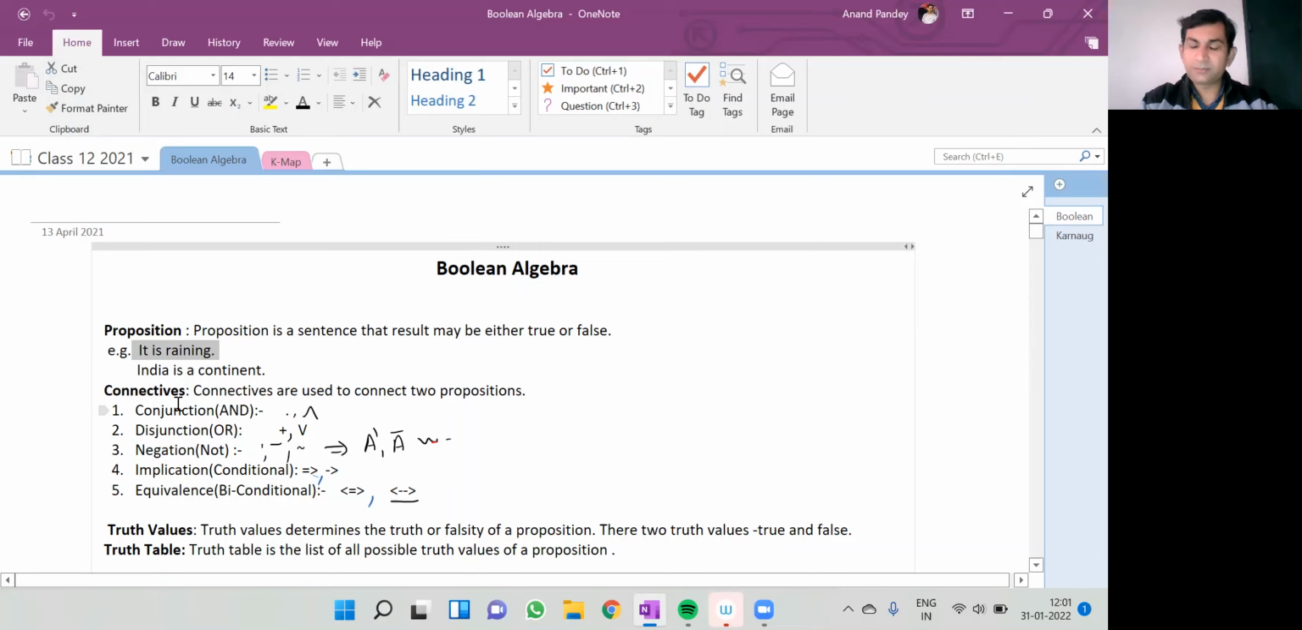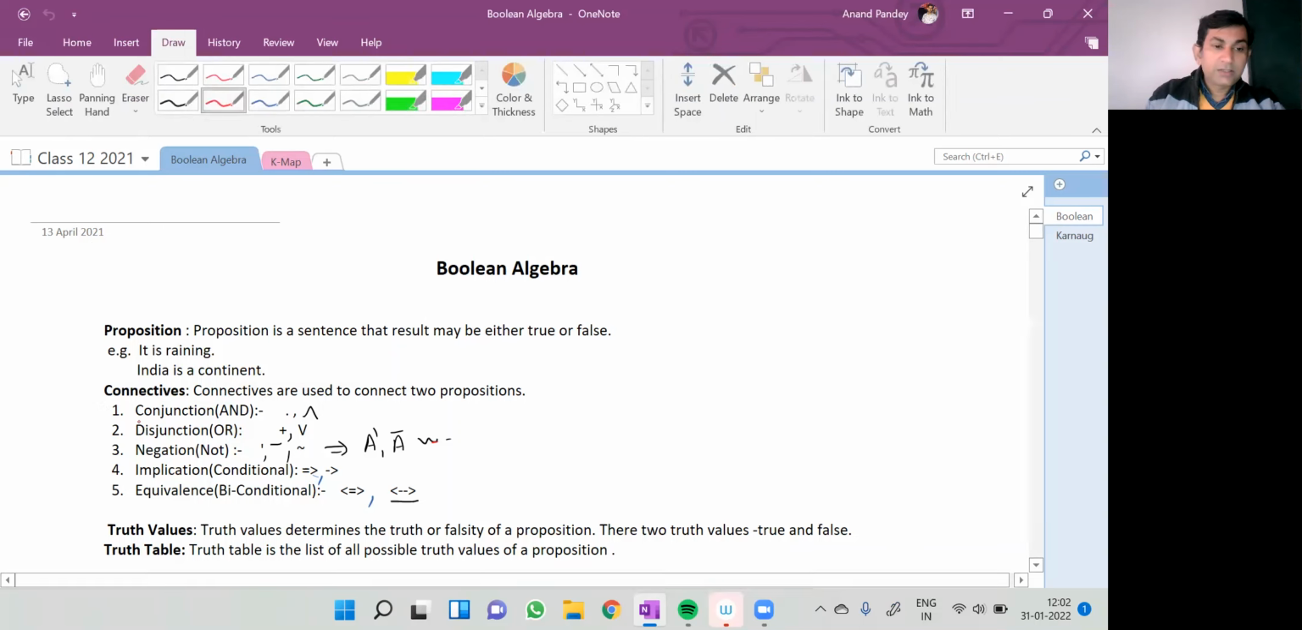This is a basic elementary topic of Boolean algebra. Okay. Now the next topic is connectives. Connectives, as the name says, are used to connect something. Here these connectives are used to connect more than one proposition, two propositions. So here I am going to introduce the connectives. The first is conjunction.